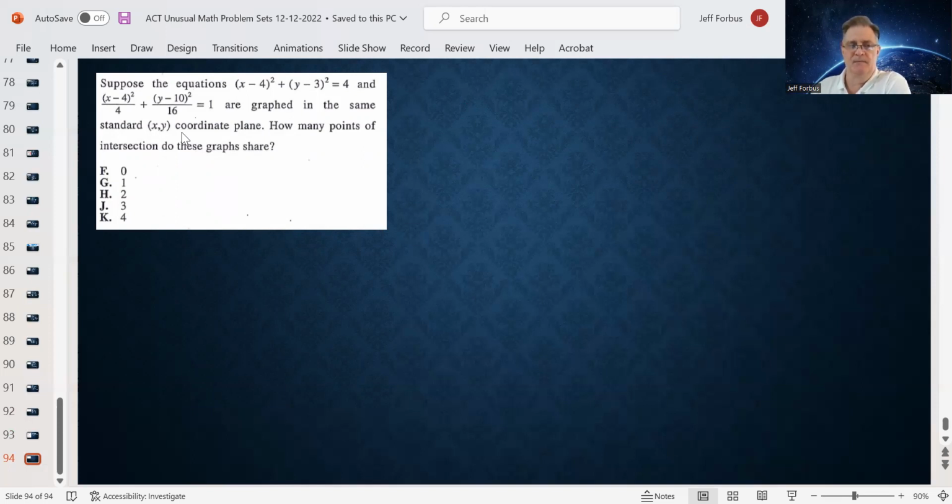So suppose both of the equations are graphed in the same coordinate plane. How many points of intersection do these graphs share? Well, if you have your calculator, I would put both of them into my calculator and I would graph them together to see what points they share. That's the fastest way to do it. You can do this long-handed by sketching a graph. Let me sketch one out.